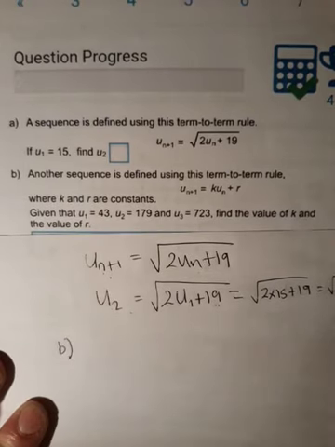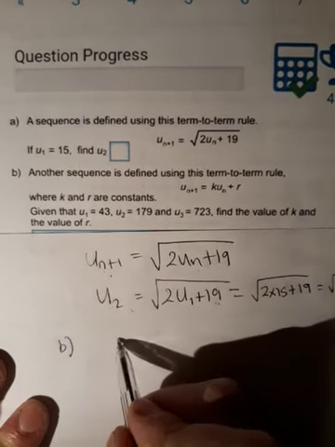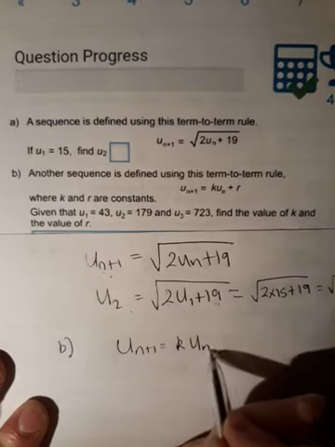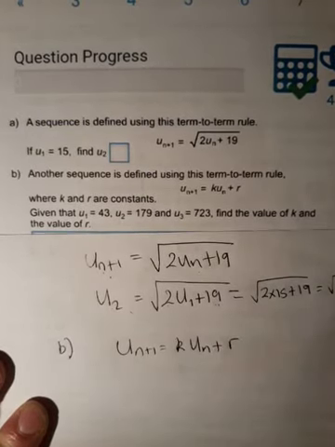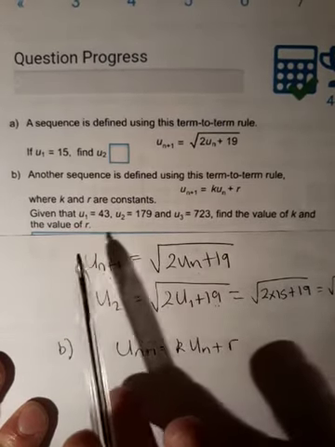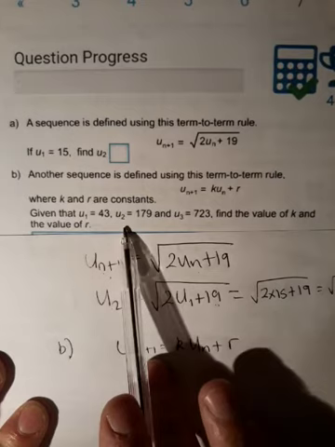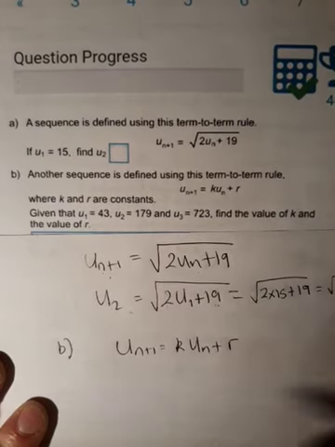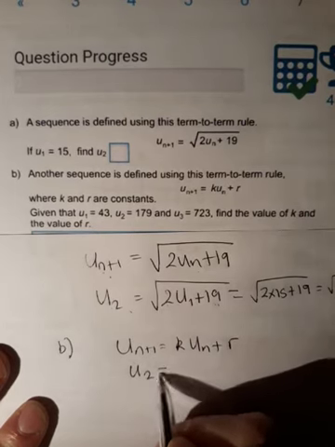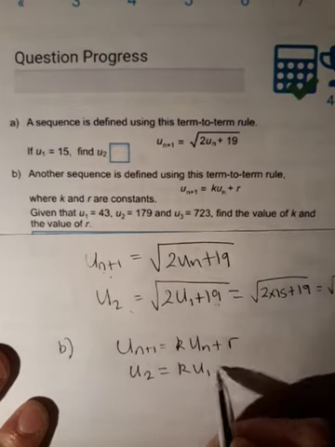B. Another sequence now is defined by un plus 1 is equal to k un plus r. And it tells us k and r are constants, that means they're fixed values. U1 is 43 and U2 is 179. So if we put in U2, U2 is equal to k times U1 plus r.